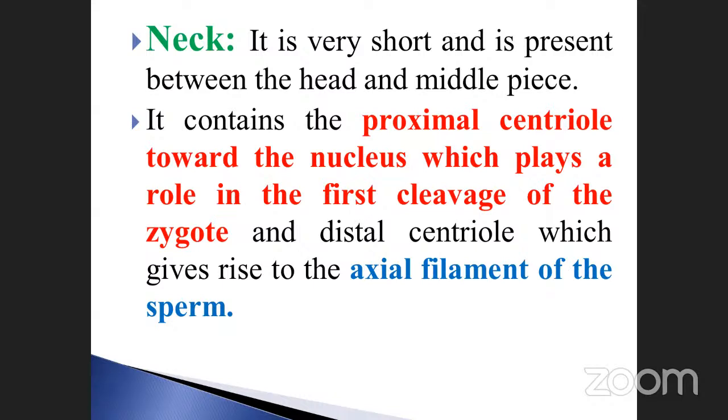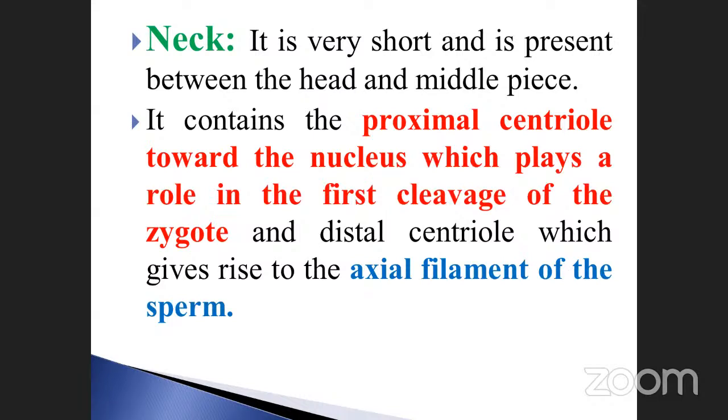Proximal centriole towards the nucleus plays a role in the first cleavage of the zygote, and the distal centriole gives rise to the axial filament of the sperm. There are two types of centriole present in the neck: proximal centriole and distal centriole. Proximal centriole plays a role in the first cleavage of the zygote, and distal centriole gives rise to the axial filament of the sperm. These are the two things.